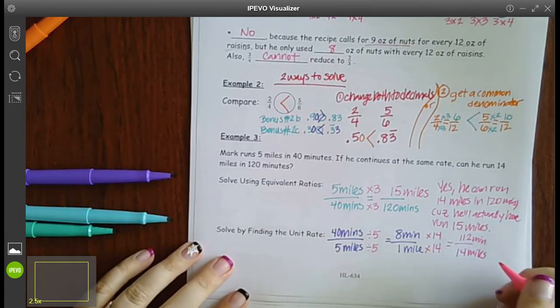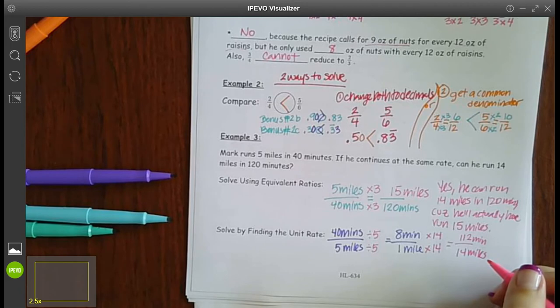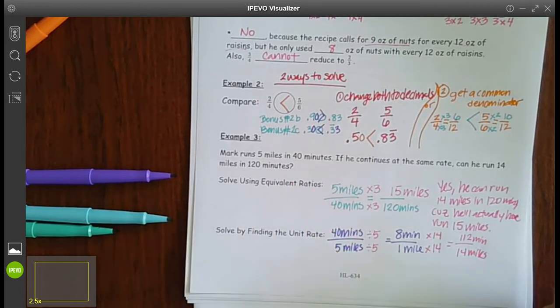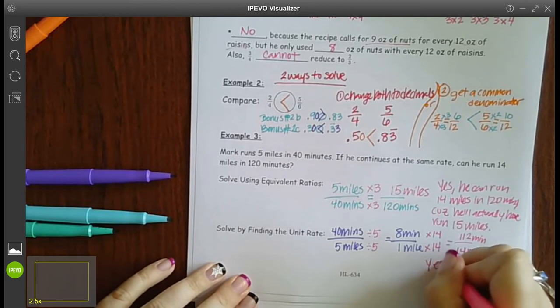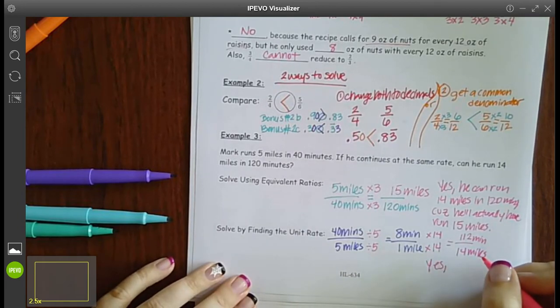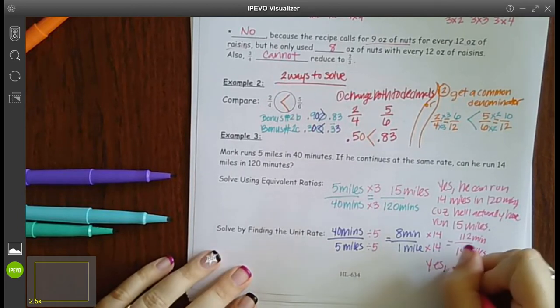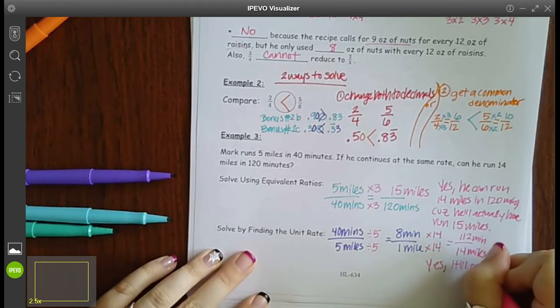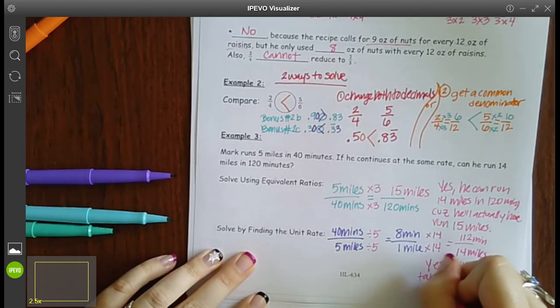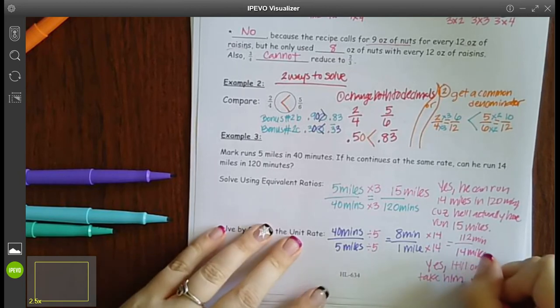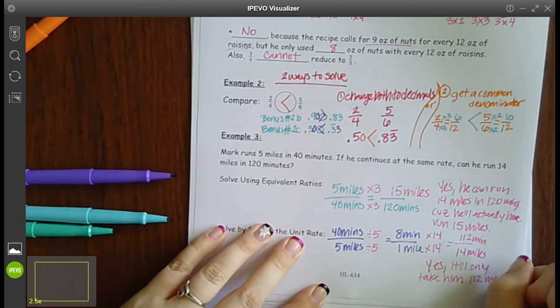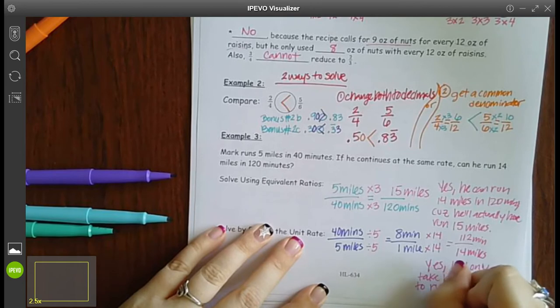So does he have enough time to run 14 miles if he only has 120 minutes? Yes, he does. He has 8 minutes to spare, right? So yes, he can run 14 miles in 120 minutes, okay? Because it'll only take him 112 minutes to run 14 miles.